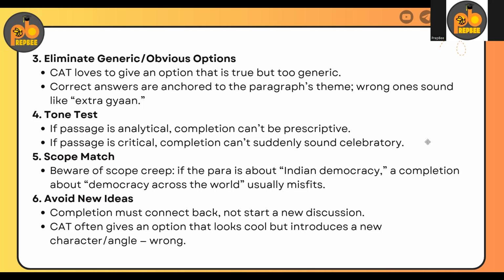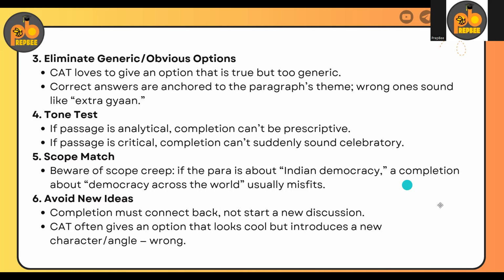If the para is about Indian democracy, a completion about democracy across the world will usually misfit. So if the scope changes, you can eliminate that option. Avoid new ideas. Completion must connect back, not start a new discussion. CAT often gives an option that looks cool but introduces a new character or angle, which is wrong.